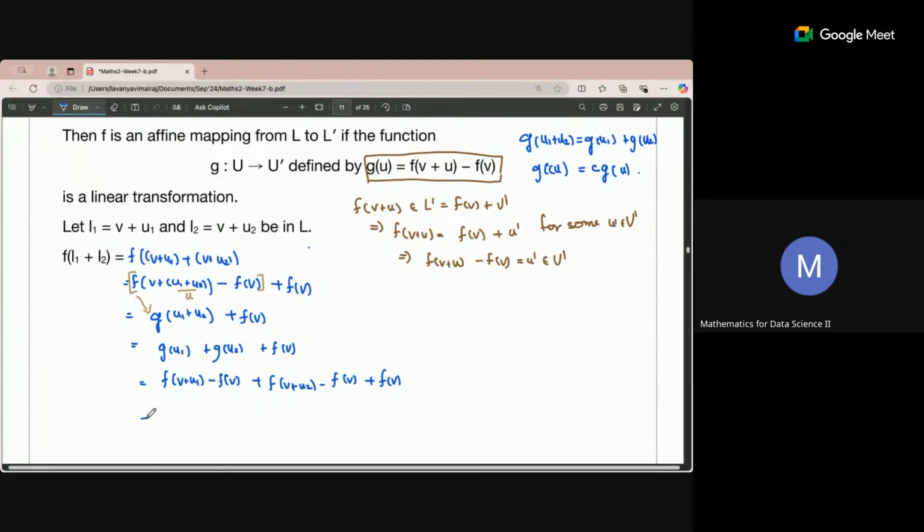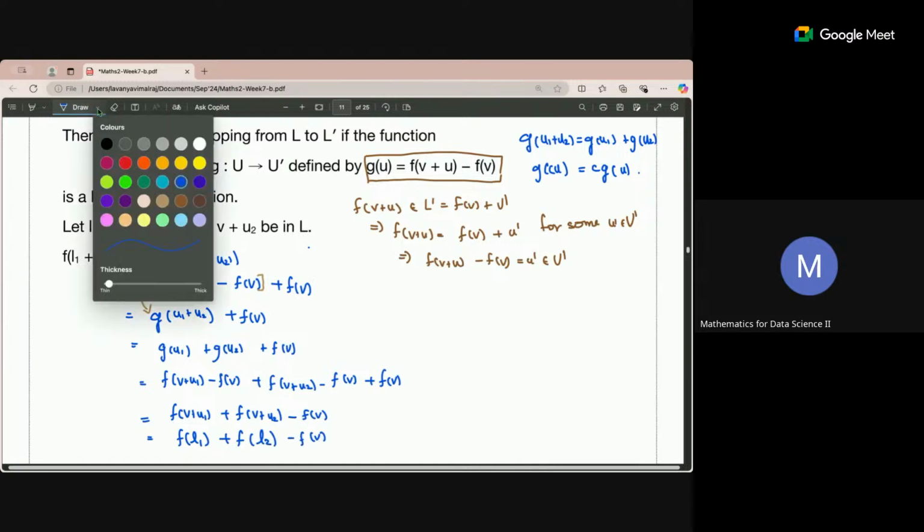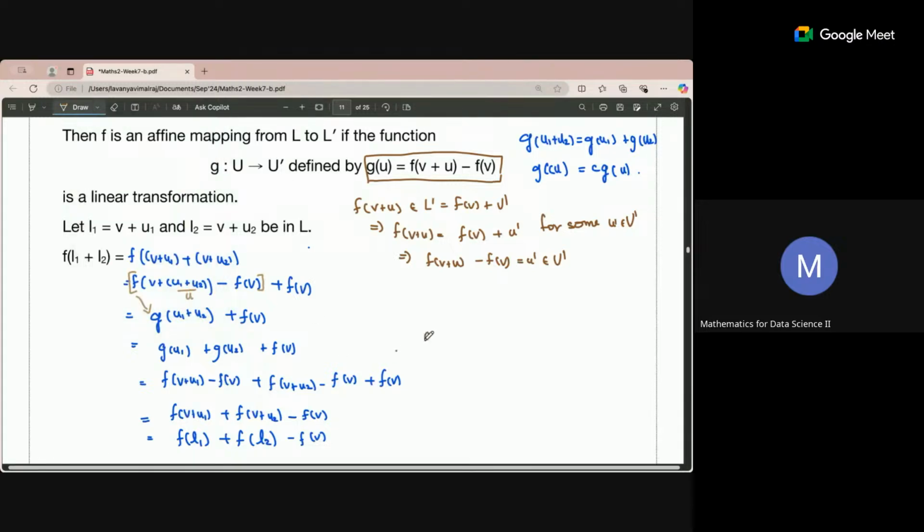Now you have minus 2 f of V plus f of V. So what will you have? f of V plus U1 plus f of V plus U2 and then minus f of V. Here V plus U1 is nothing but L1, and this is L2, minus f of V. So what do you have for an affine mapping? For an affine mapping, f of L1 plus L2 is f of L1 plus f of L2 minus f of V.